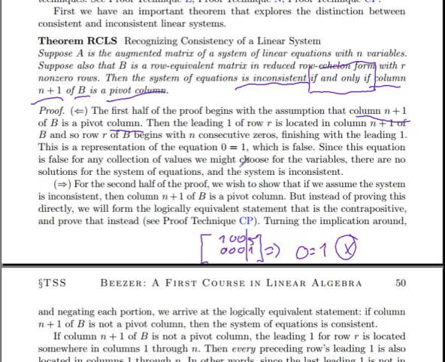And that's what we're saying here. Whenever you have a reduced row echelon form where the last column is a pivot column, you're always going to get this equation 0 equals 1, which cannot ever be satisfied. So what that means is if the last column is a pivot column, you always end up with a system that cannot be satisfied.